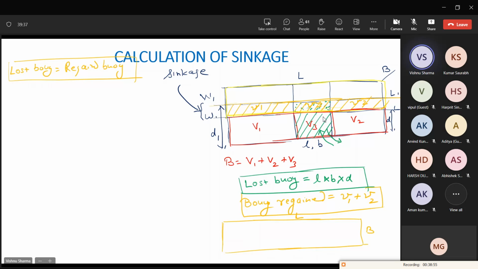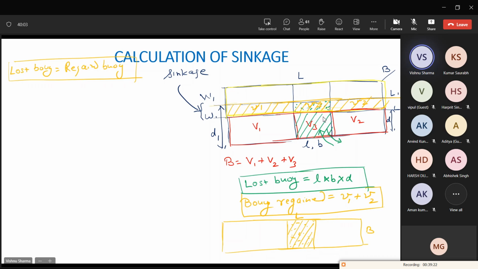But when you cut the ship in the bilge condition, what will happen? Here you will see the sea water. Yes or no? Here you will see the sea water in way of the V3. Yes or no? Yes, sir. Correct? Does this water belong to me? No, sir.